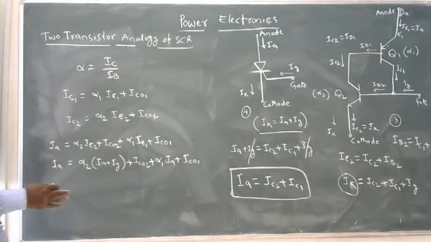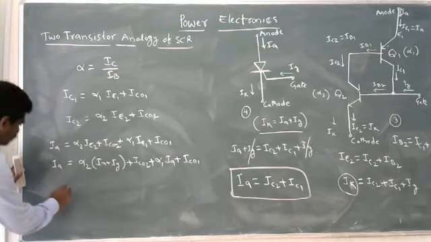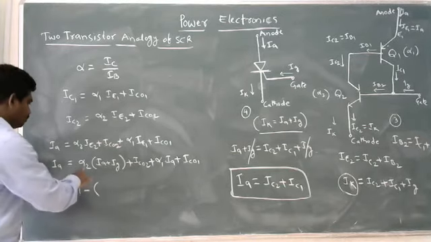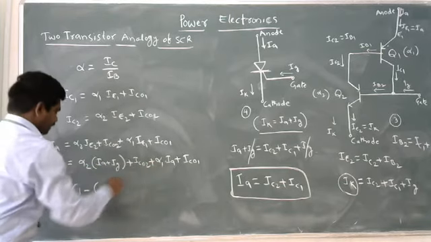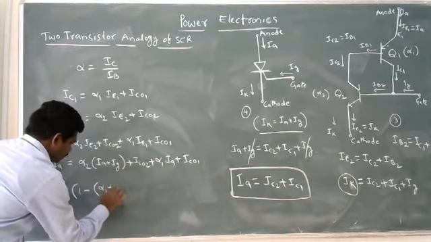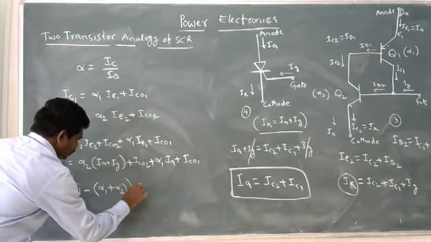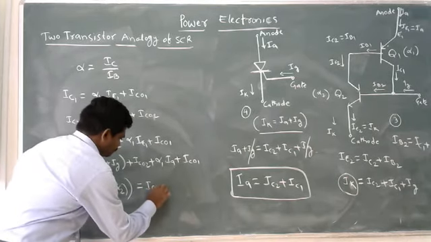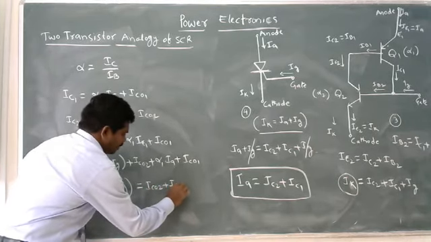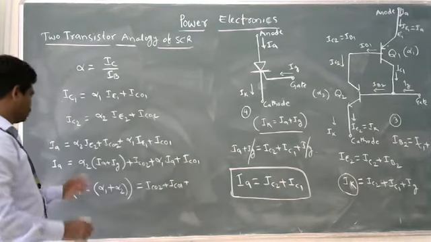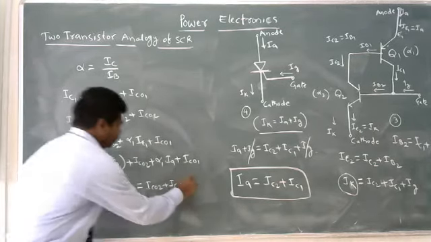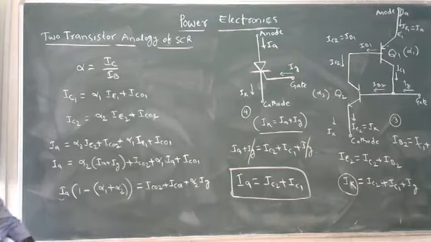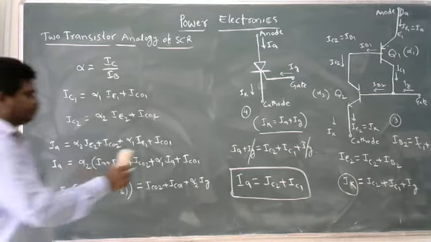Now take all IA terms to one side. Then IA of 1 minus alpha 2 IA, alpha 1 IA: 1 minus alpha 1 plus alpha 2 is equal to ICO2 plus ICO1 plus alpha 2 IG. So finally we will get the equation.